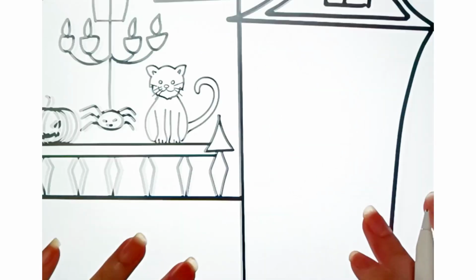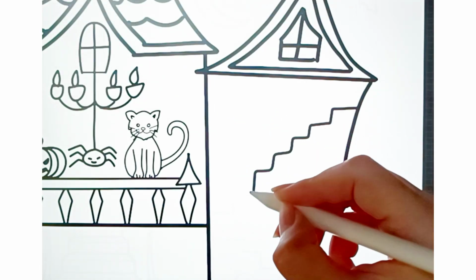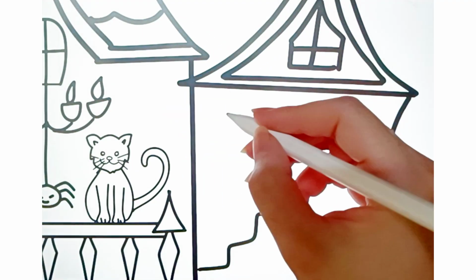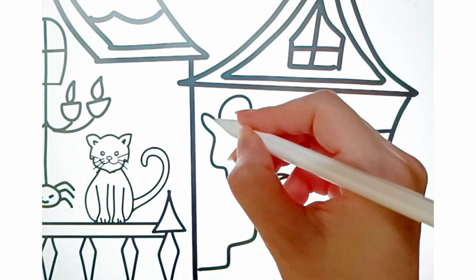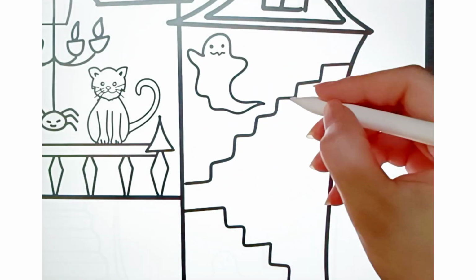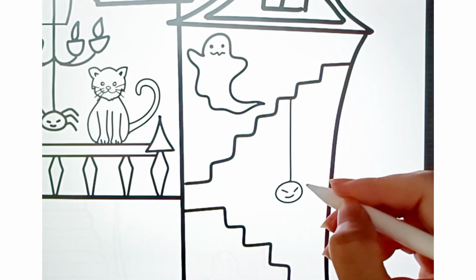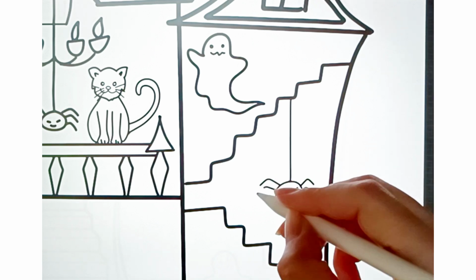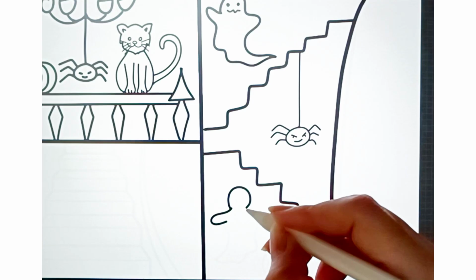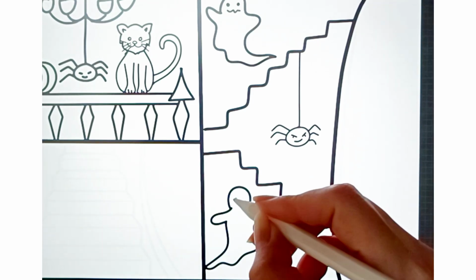Next, the room on the far right, the staircase. It twists from the first floor to the second. On the stairs, 2 ghosts float around, one near the top, one closer to the bottom. They look like they're playing hide and seek. A spider crawls underneath the stairs, and another pumpkin sits at the corner, glowing faintly.